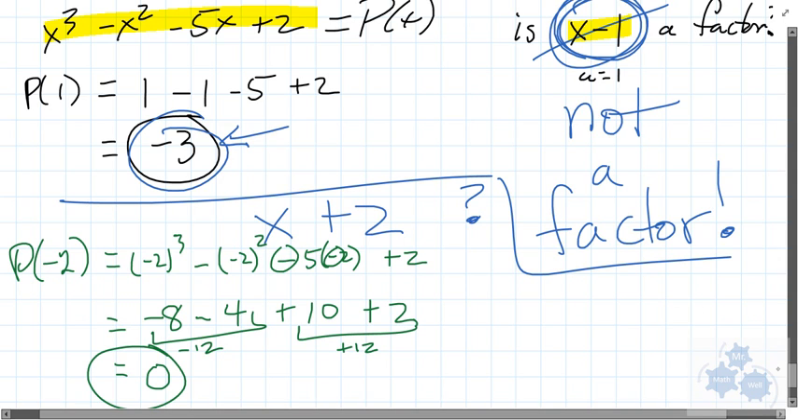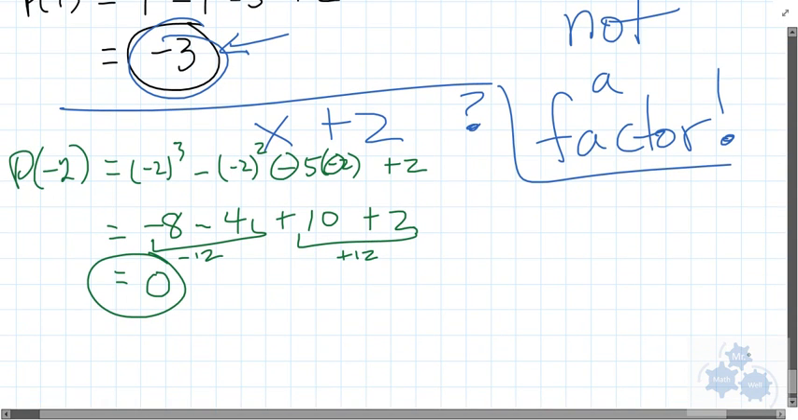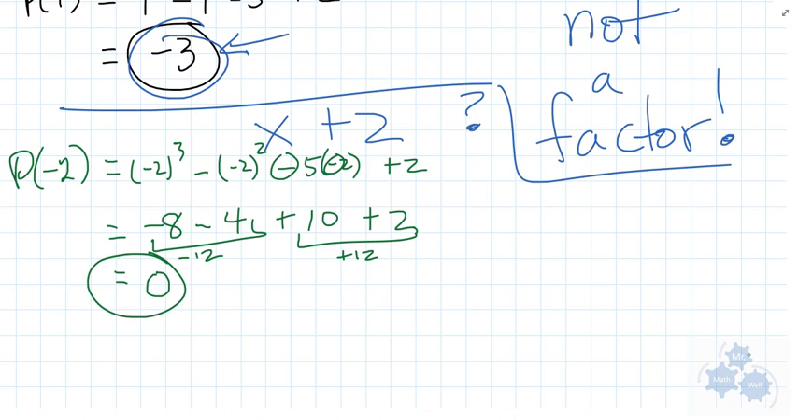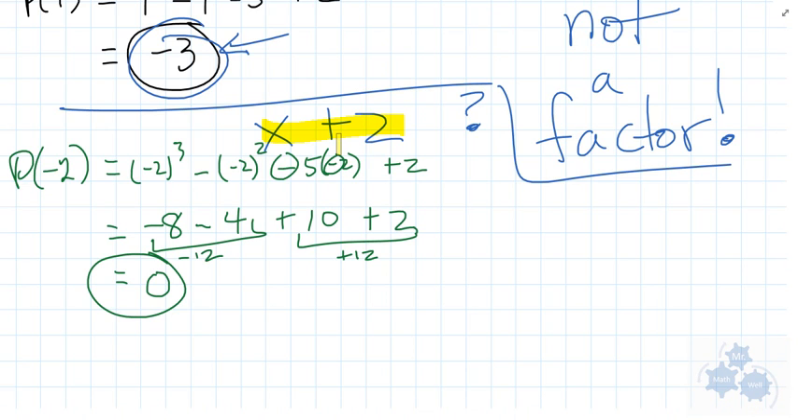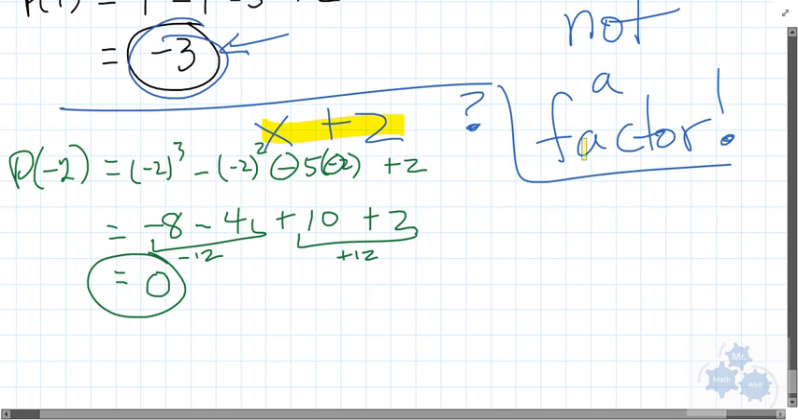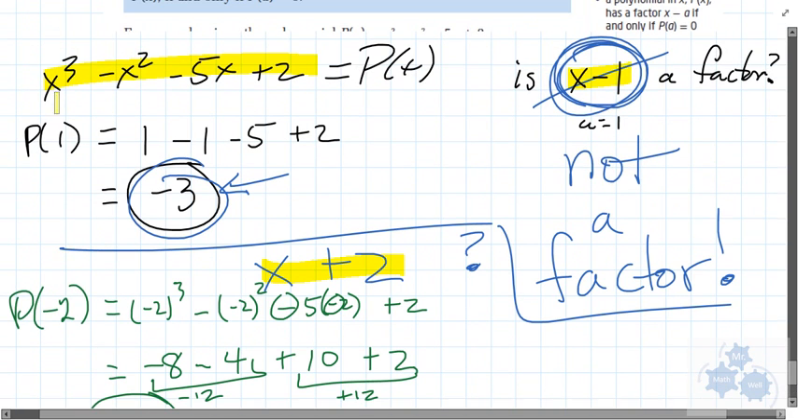What does that tell us? Verbalize that for me. What does this mean? It means that, what? Finish the sentence. Yeah, keep going. Okay. X plus 2 is a factor of, did I quote you correctly? That equation that you wrote down. Yes. X plus 2 is a factor of this polynomial right here, x cubed minus x squared minus 5x plus 2. That's what that means. That's the factor theorem right there.